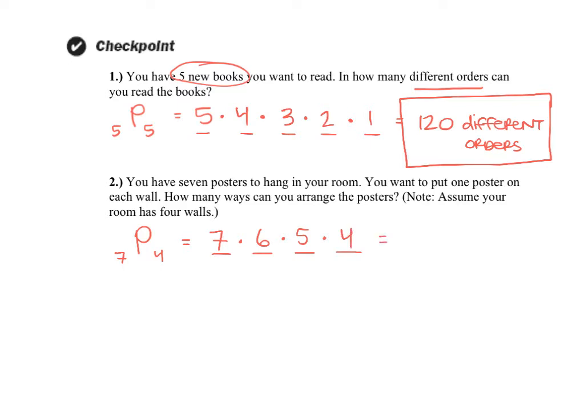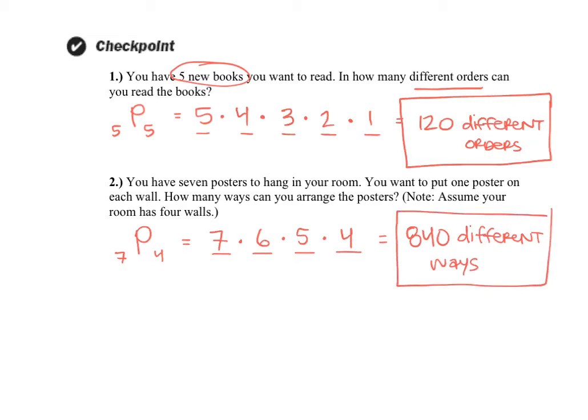So to figure out how many ways, I'm going to multiply 7 times 6 times 5 times 4, which gives me 840 different ways that I could arrange those 7 posters on my 4 walls. So hopefully you're seeing this shortcut makes solving these problems a whole lot easier, even when we're dealing with big numbers.